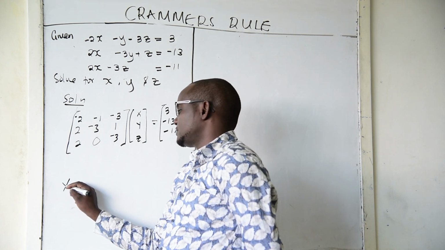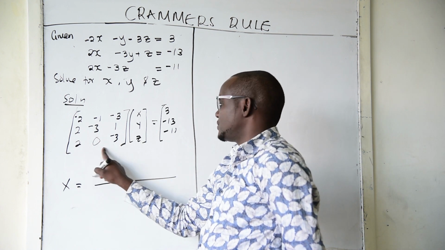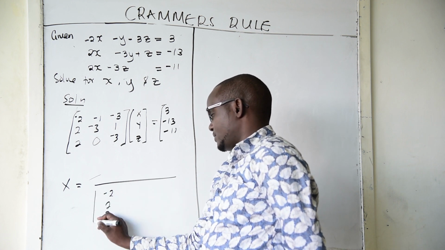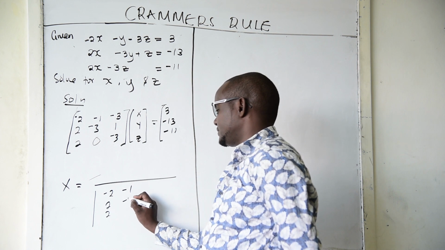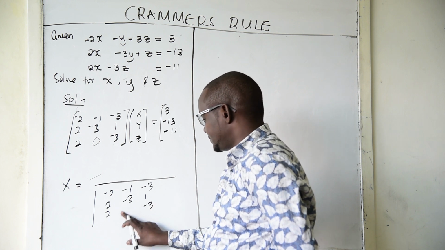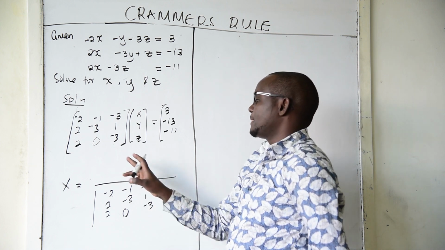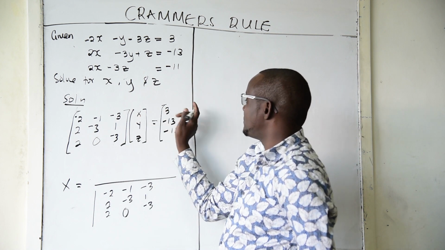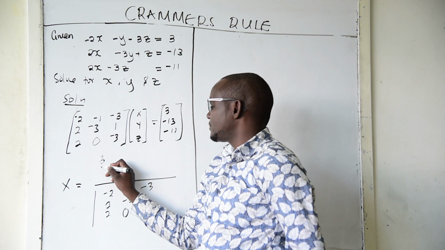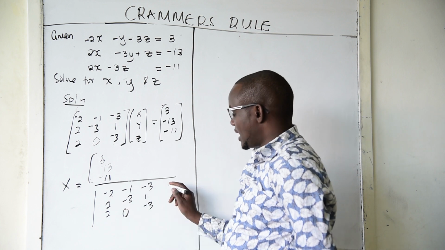We need to get x. So here, using Cramer's rule, we maintain this as our denominator. We need to get the determinant of that. Then for the numerator, since this is our first unknown, we replace the first column with 3, negative 13, and negative 11. The other two columns still remain the same.